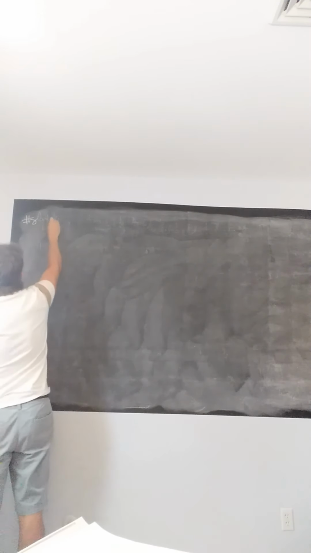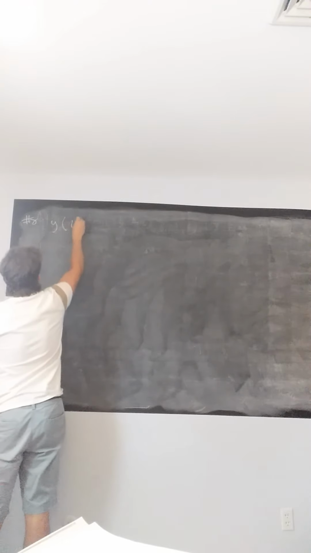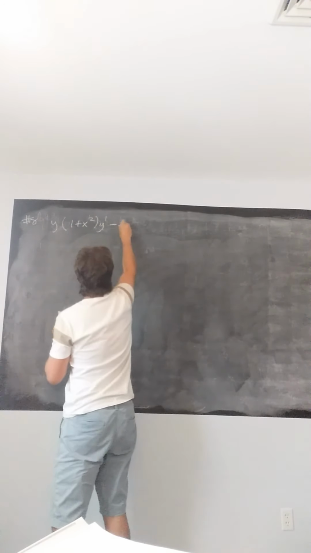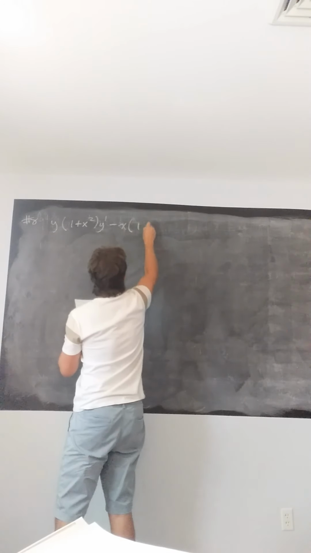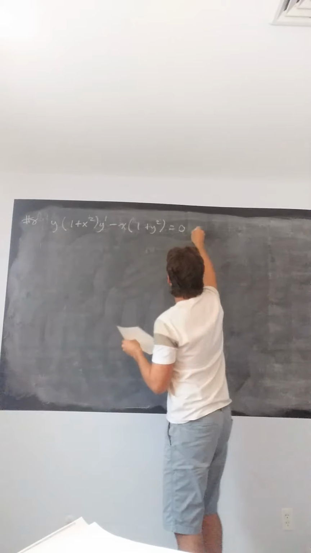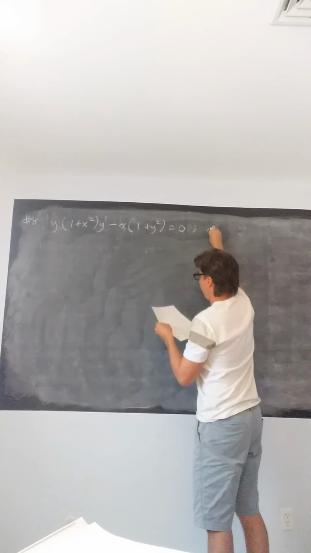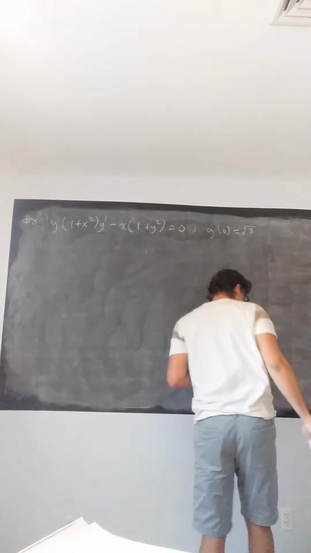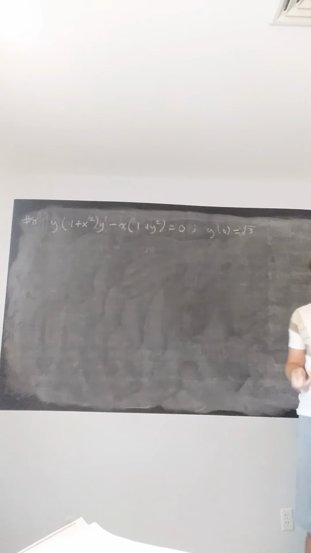So problem 8 says y times 1 plus x squared y times y prime minus x times 1 plus y squared equals 0. And we're given the initial condition that y of 0 is root 3.